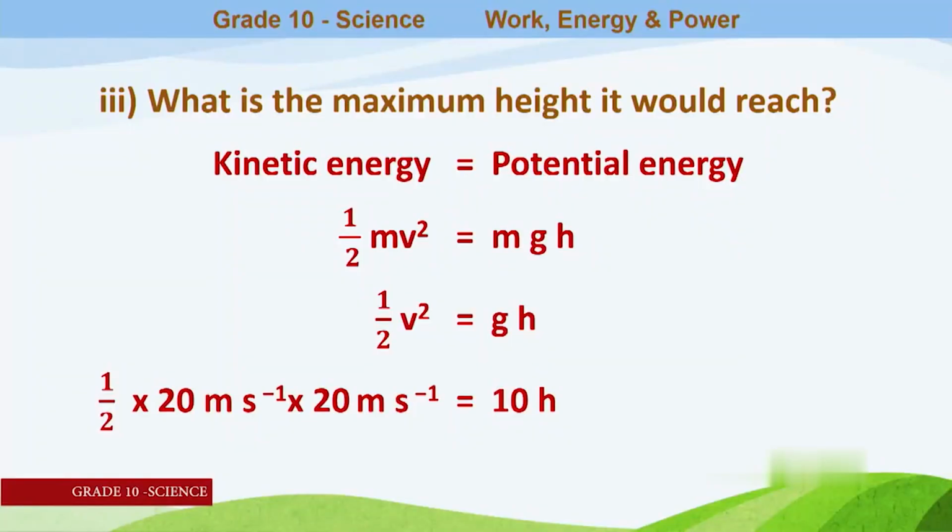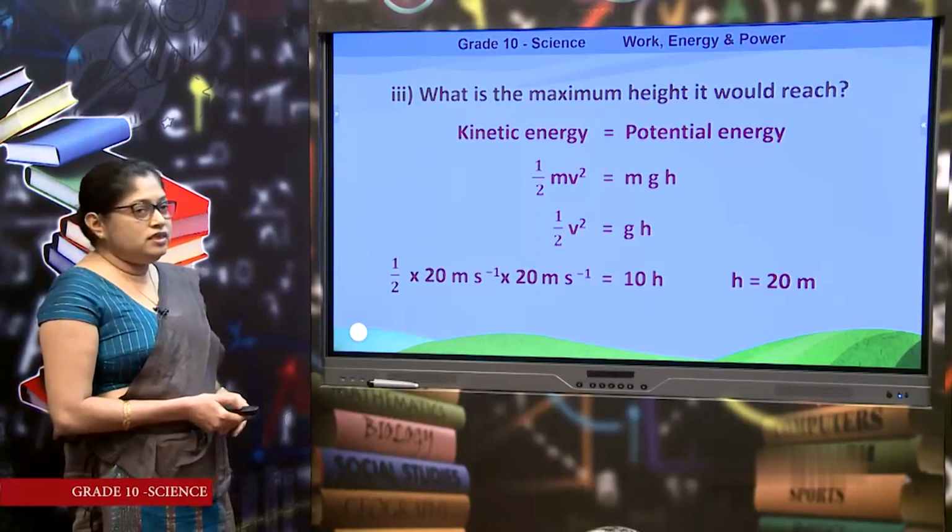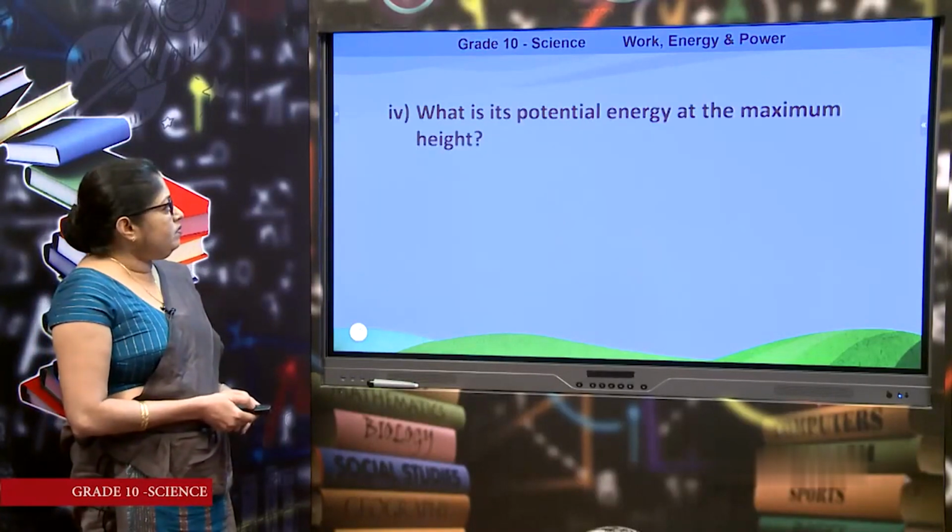Half into 20 into 20, you know g, that is gravitational acceleration, as 10, and h you write as it is. You are asked to calculate h. So by simplifying this, you will get 20 meters for the height. So that is the maximum height it would reach.